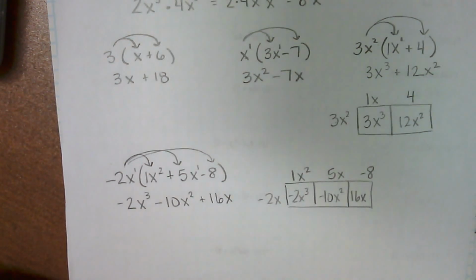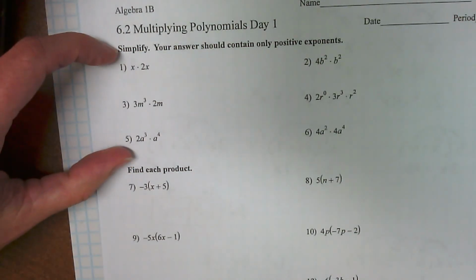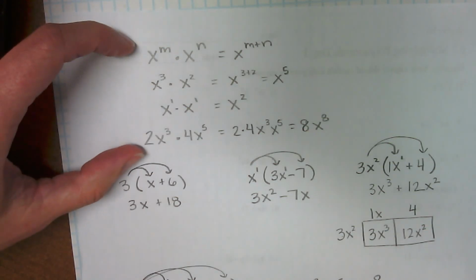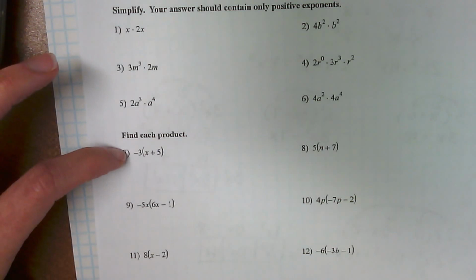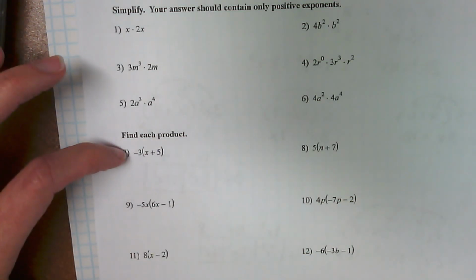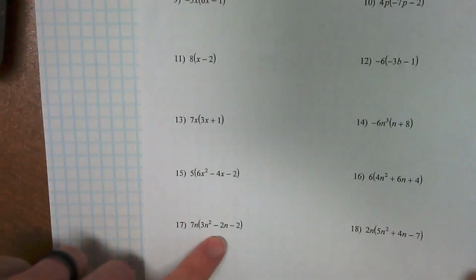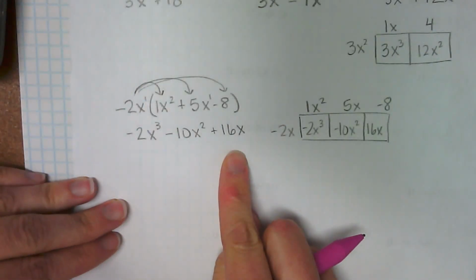Okay, so that's the multiplying that we have to do. The top part right here is multiplying the monomials. So we're just focused on our exponent rules like these. The next few questions are a monomial times a binomial. So that's like these questions. And then the last 4 questions are a monomial times a trinomial, which are like this question.